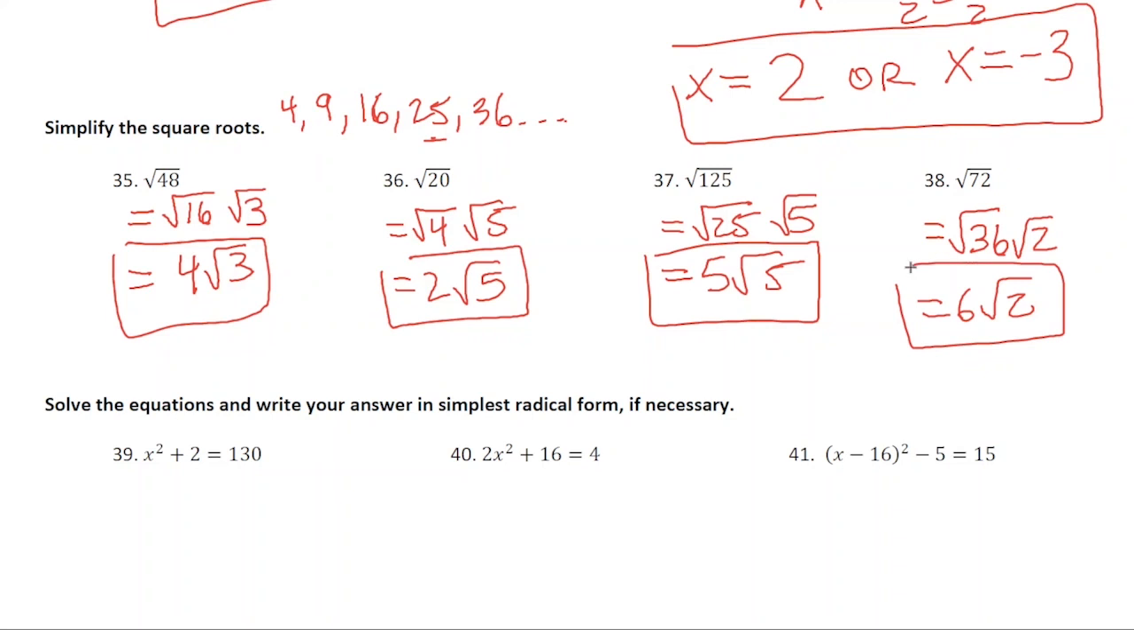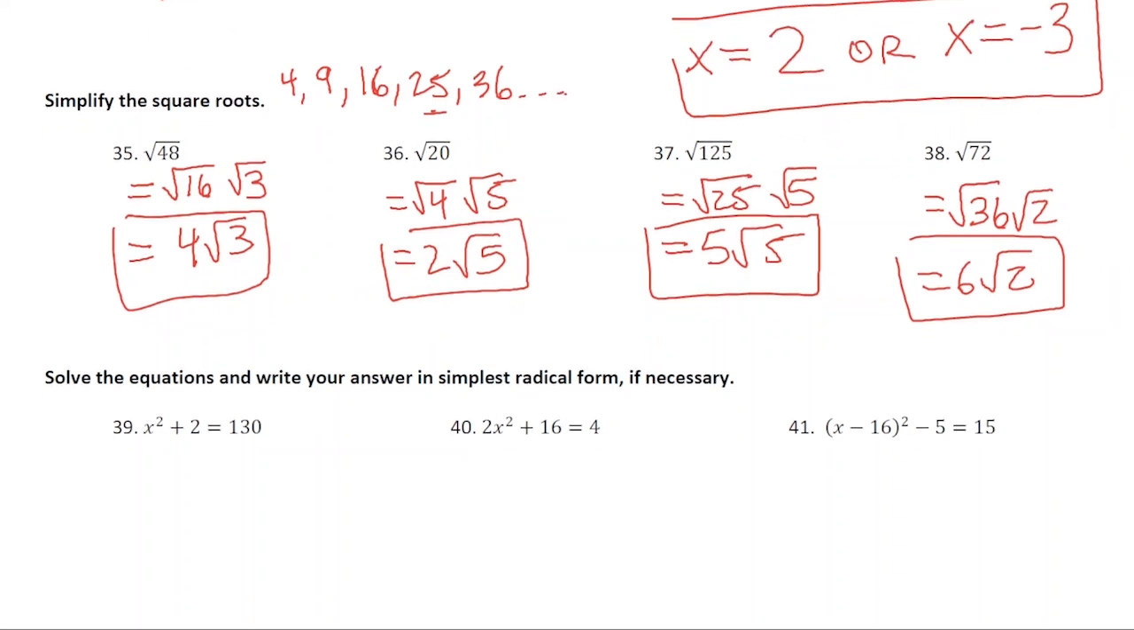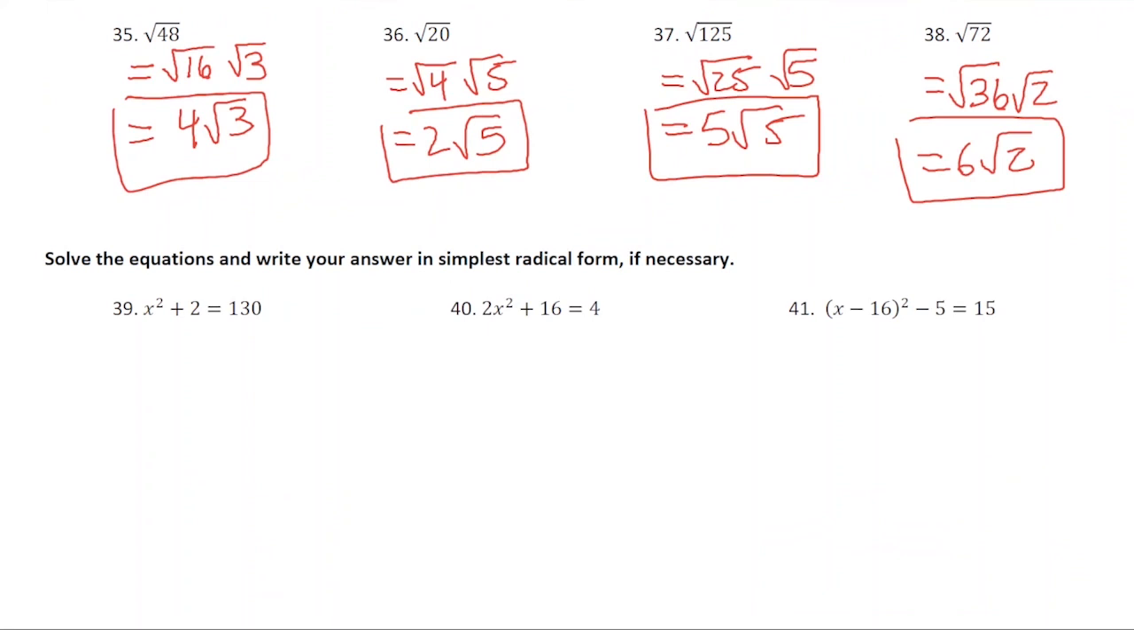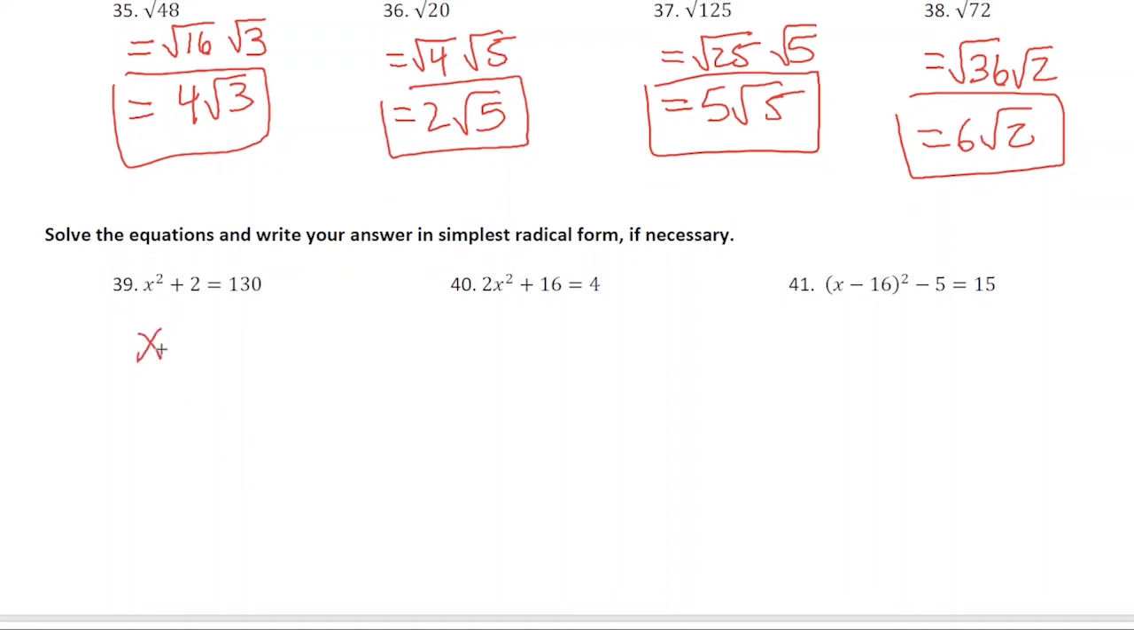Now we might have to do a little bit of this on the equations down below. Well, let's see what happens. So let's look at number 39, and we want to solve this. We're going to subtract 2 from either side and get x squared equals 128. We are going to take the square root or raise both sides to 1/2 power. Get plus or minus root 128.